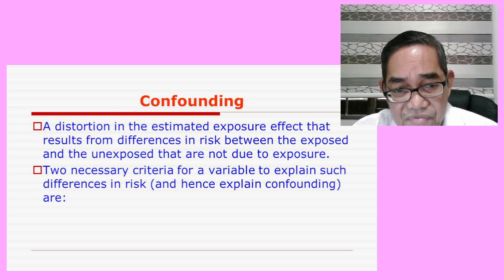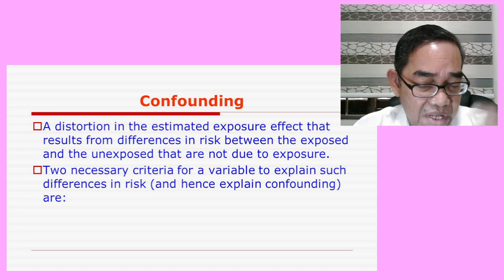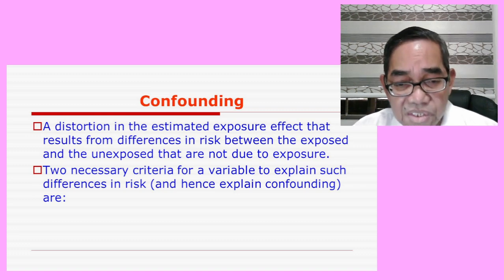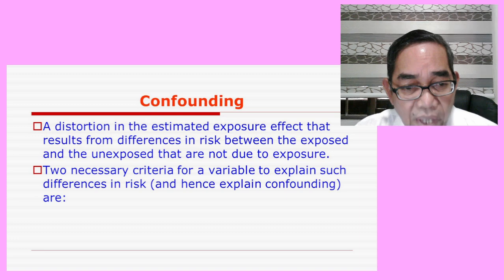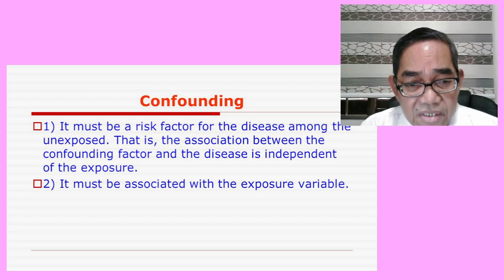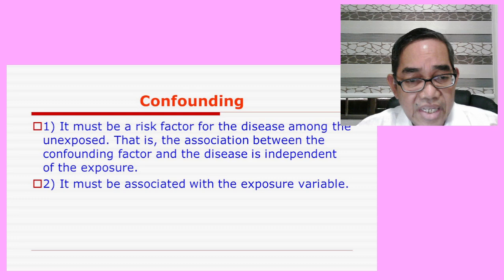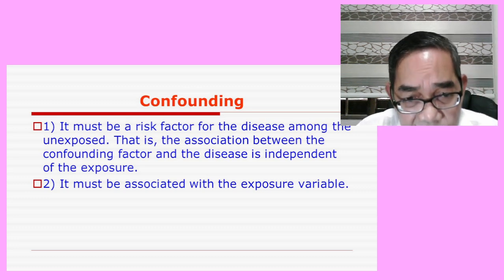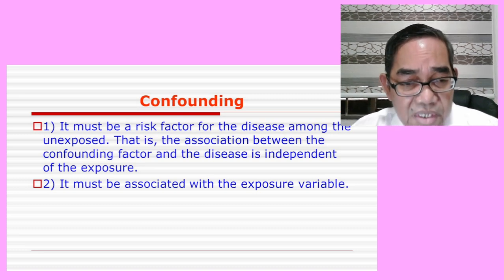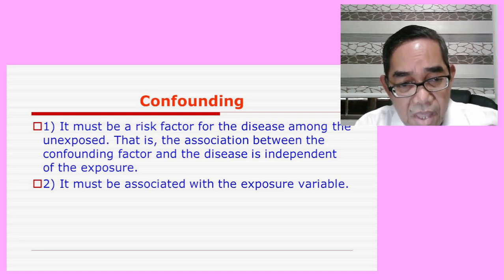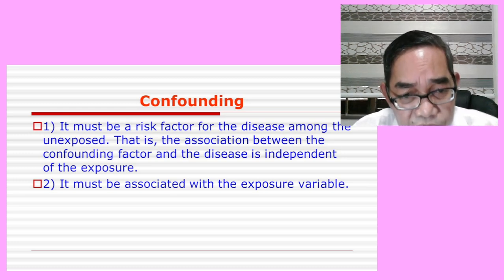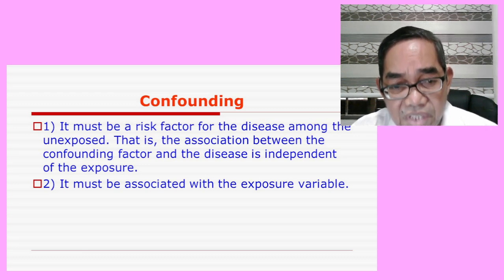Okay, now, two necessary criteria for a variable to explain the differences in the risk, that will result in a risk ratio or odds ratio, and hence explain confounding. So what are these two criteria? The first is that a variable is a confounder if it is a risk factor for the disease among the unexposed. Even among the unexposed, that confounder is a risk factor for the disease.